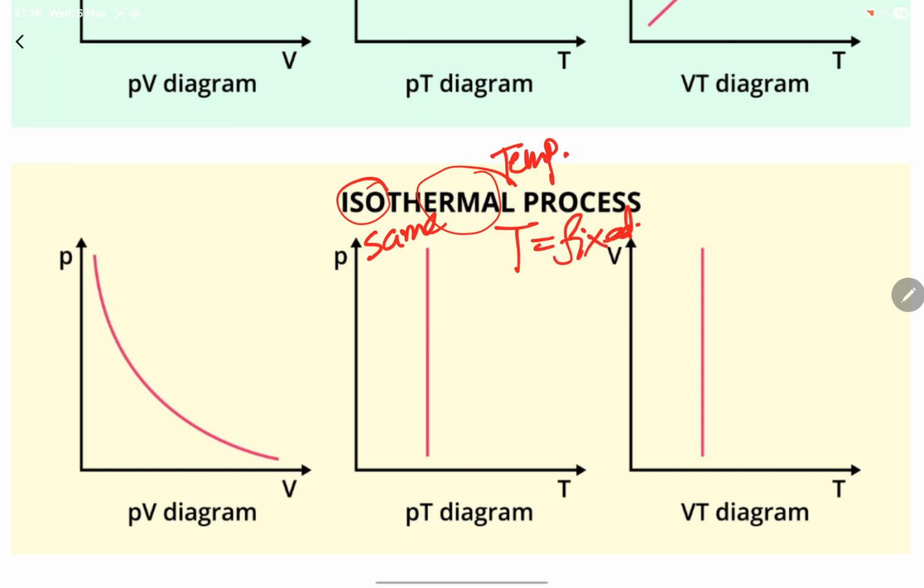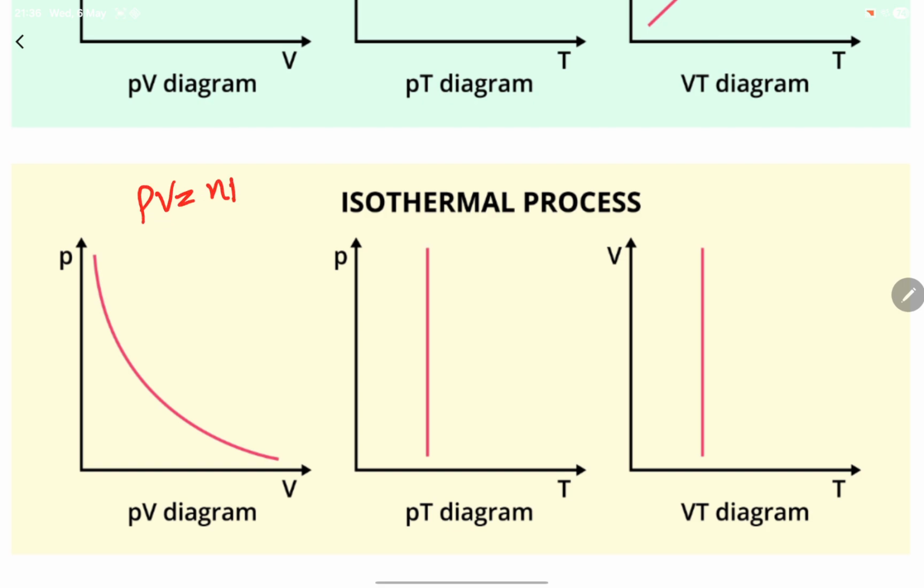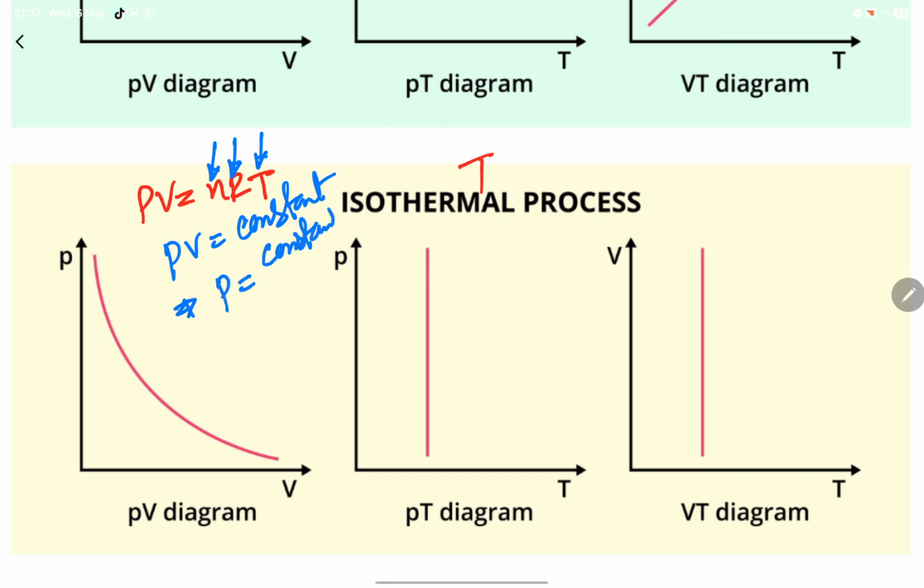The system's temperature is fixed, which indicates that the change in temperature is 0. So what does the graph tell you? You see, PV equal to nRT. Here temperature is fixed, n is already fixed, R is fixed. So PV is equal to some constant. From here you can say P equals constant divided by V. That means P is proportional to 1 by V. They are inversely proportional.